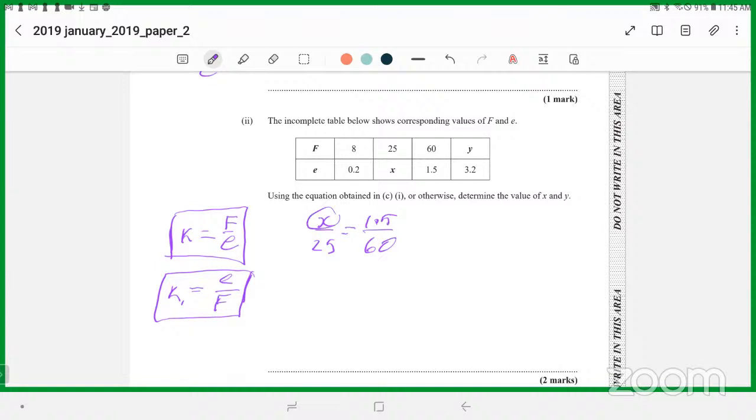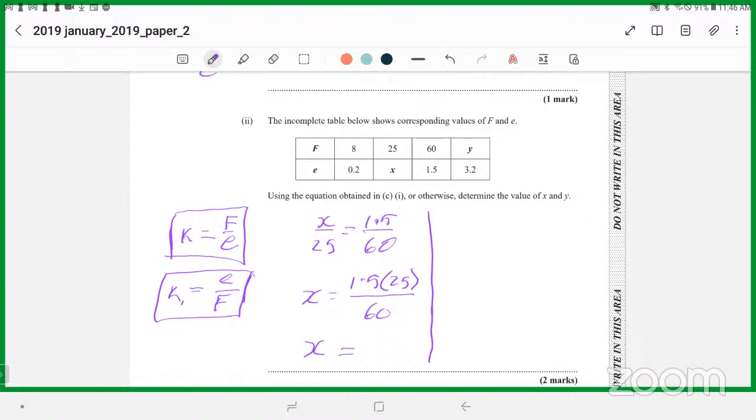And then to find the X, I just need to multiply the 25 up here. So the X is going to be equal to 1.5 times 25 over 60. Write that better, the pen is giving me hell. 25. That's the first value. I'm going to get a first value by doing that.